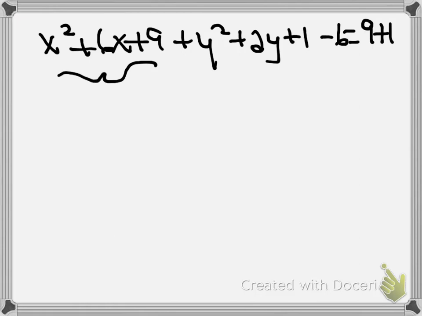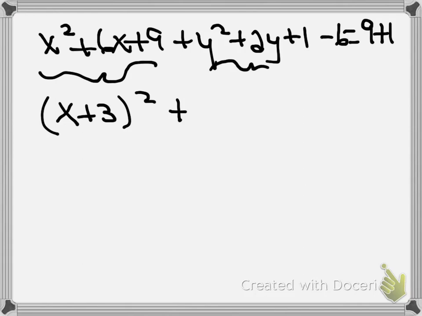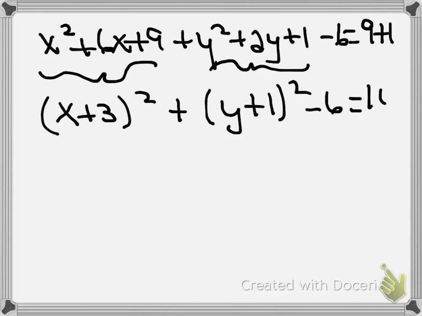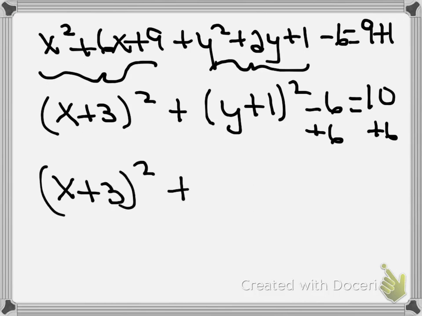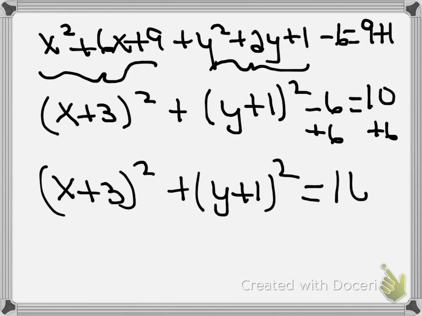Now this is a perfect square, so that factors to x plus 3, all squared, plus, the y terms have been made into a perfect square, which is y plus 1, squared, and then minus 6 is equal to 10. I'm going to add 6 to both sides, and I'm going to get x plus 3 squared plus y plus 1 squared is equal to 16.